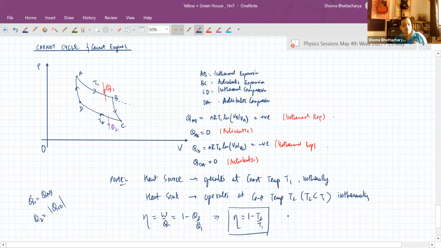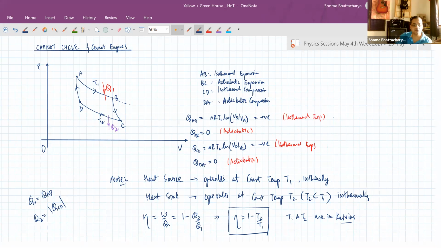But remember that T1 and T2 are in kelvins. They should be expressed in the SI unit, Kelvin, and not in degrees Celsius. Because in the definition of this, the work done or heat supplied during an isothermal process is nRT ln V final upon V initial. So that T must be in kelvins. Okay, so that's why in this formula also, 1 minus T2 by T1, T1 and T2 should be in kelvins. Just make a note of this part first.